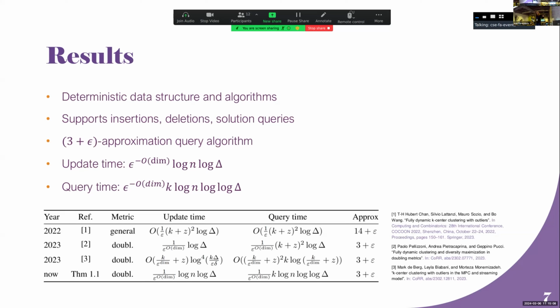And for the query time, we also get an additional factor of k, as I already hinted at, and we replace the log delta by a log delta factor. So if we compare to existing results in that area, we see that there's one result for general metric spaces that achieves a 14 approximation, and there are several others concerning doubling dimension. As you can see here, the 2 upper results have a quadratic dependence on both k and z. And here I want to show you an approach that is linear in k and actually independent of z.